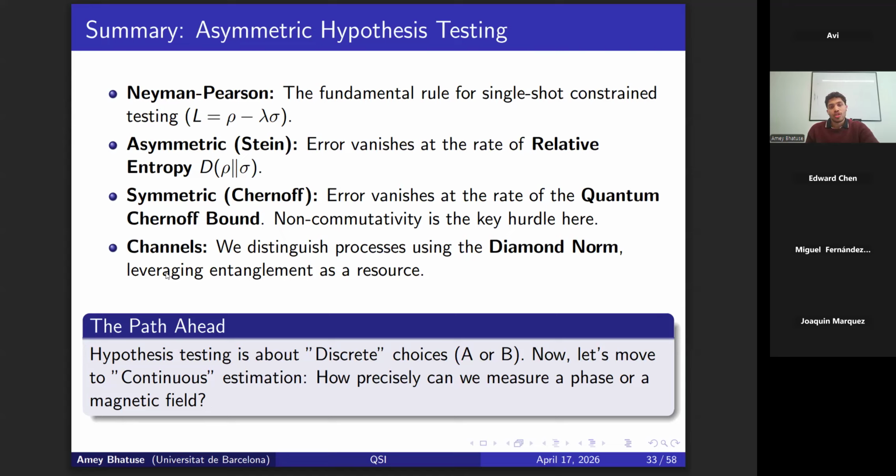Then we went a step further. We checked channel discrimination, where we showed that there's a quantity called the diamond norm, which can use entanglement as a resource to distinguish between these channels.